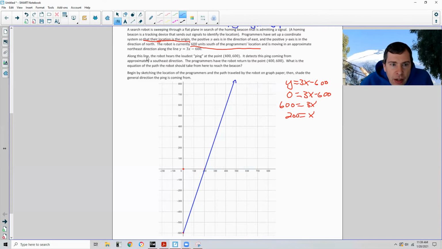So now it says along this line, the robot heads to the loudest ping at the point 400, 600. So if I go 400, 600, the loudest ping was right there. It detects the ping coming from approximately a southeast direction. So southeast is over here somewhere. The programmers have the robot return to the point 400, 600. What is the equation of the path the robot should take from here to reach the beacon? Begin by sketching the location, the programmer, and the path traveled by the robot on graph paper, then shade the general direction the ping is coming from.